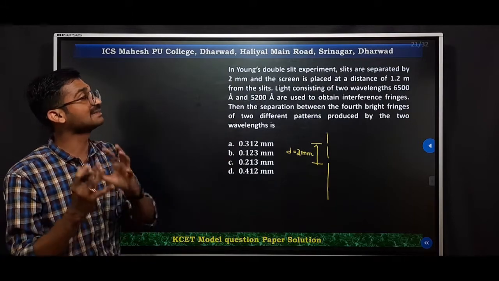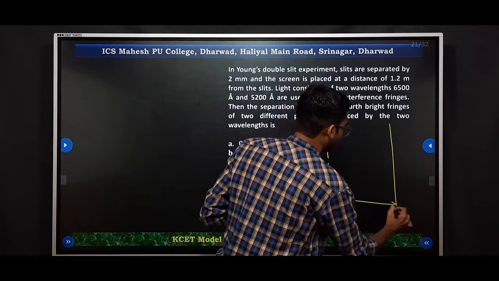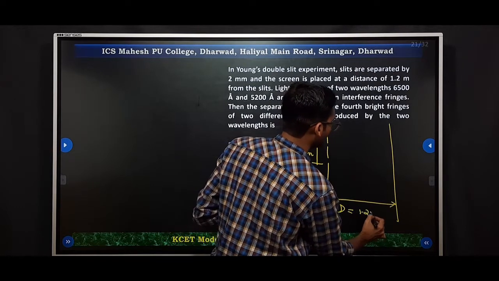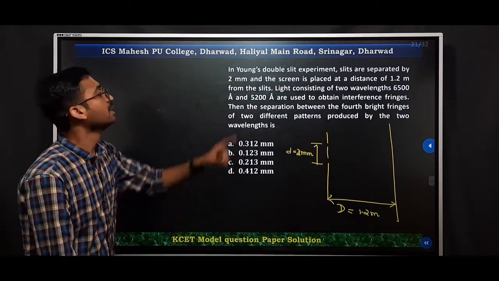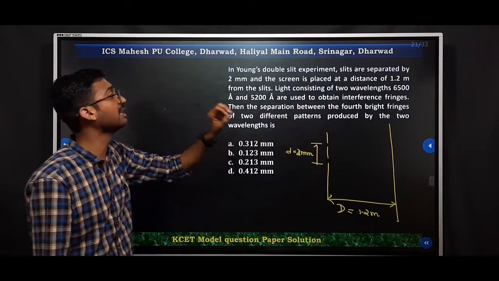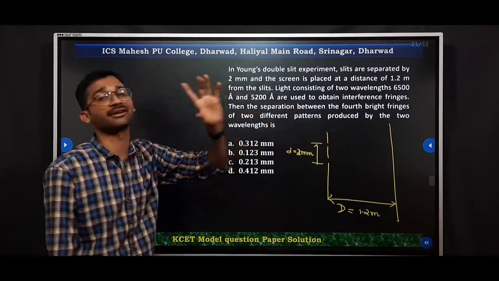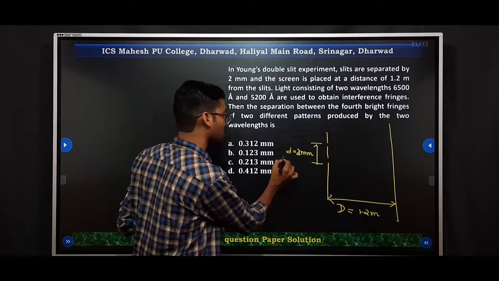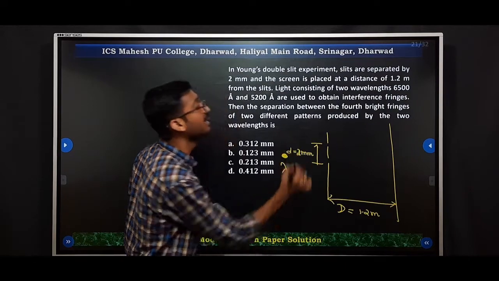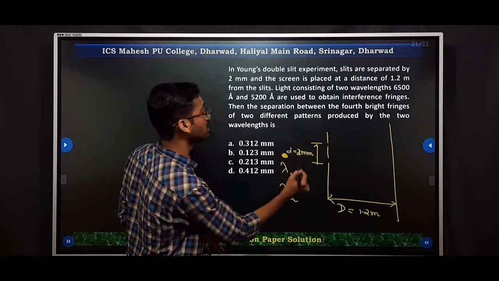The screen is placed at a distance of 1.2 meter. The screen is placed at a distance of how much here? That will be taken as capital D, 1.2 meter from the slits. Light consisting of two wavelengths, 6500 and 5200 angstrom, is used to obtain the interference fringes. Means at the position of the source, one time they are taking 6400 angstrom and one time 5200 angstrom.